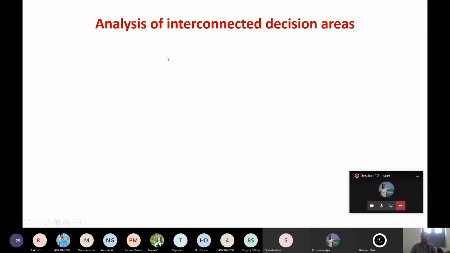Next, this is another method, but there is a link between morphological analysis and analysis of interconnected decision areas. You can consider it as a logical extension of morphological analysis. Your search for a design solution doesn't end at generating solutions. Next, you have to think about how effectively you can get feasible solutions. You should try to reduce the solutions based on many criteria. This is about separating the feasible and non-feasible solutions at an early stage.